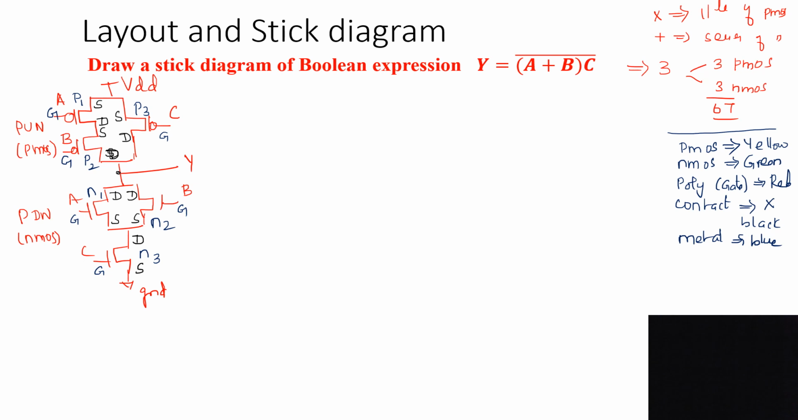So first, the upper network is the pull up network, which consists of PMOS. For PMOS, we have to use the yellow color. I will take the yellow color here. So first I have to draw the yellow color. Then I have to use the NMOS transistor, which is the green color.